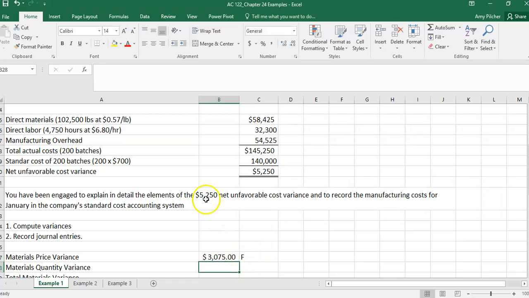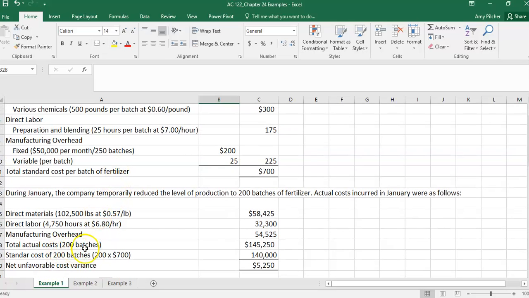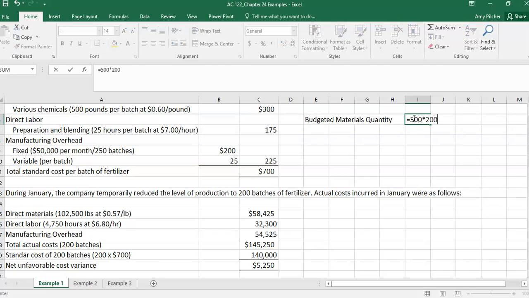Our quantity variance is how much should we have used versus how much did we actually use. We already know we actually used 102,500 pounds. How much would we have budgeted to use? So we have that we budget 500 pounds of materials per batch, and we made 200 batches. So our budgeted materials quantity is 500 pounds per batch times 200 batches, or 100,000 pounds. We used more than we planned to.